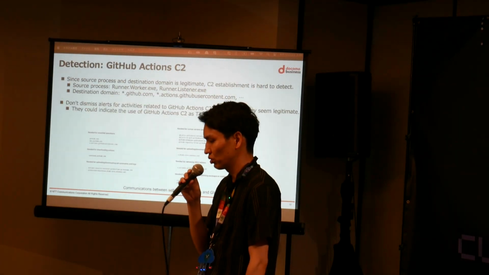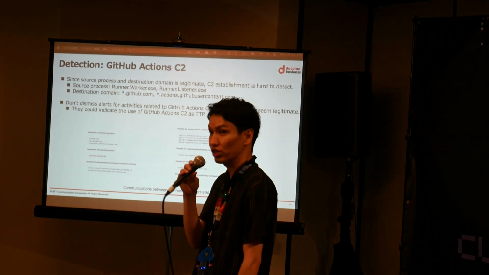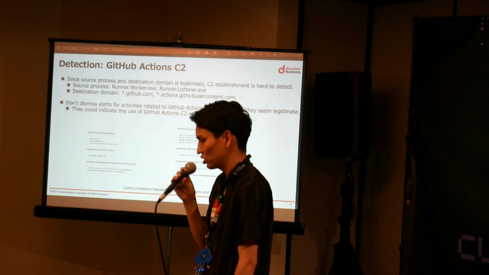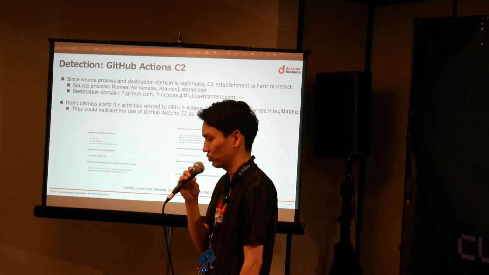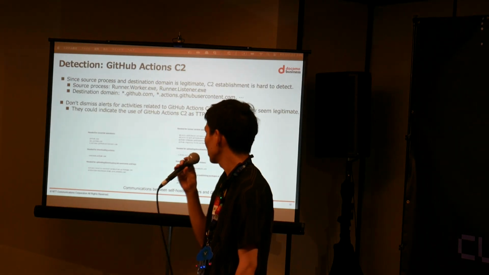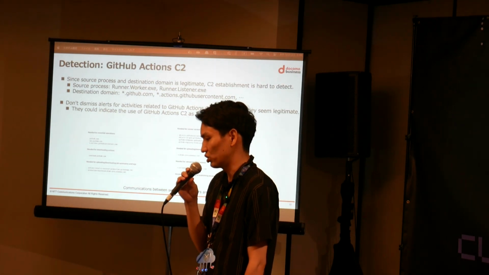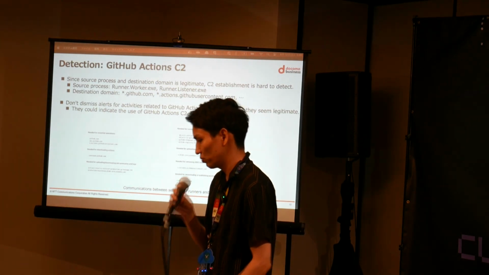About detections. Since the source process and destination domain are legitimate, C2 establishment is hard to detect. So it's a very ordinary way, but don't miss a lot of activities related to GitHub Actions C2, just because they seem to be legitimate.